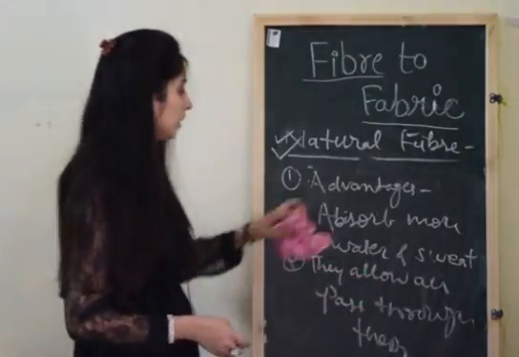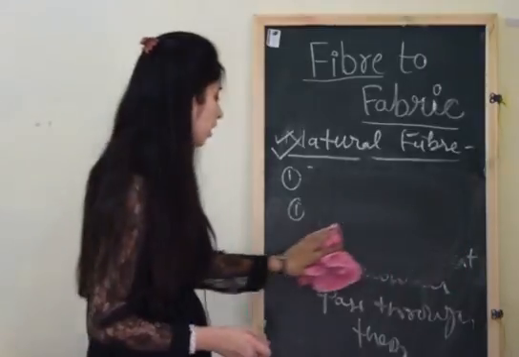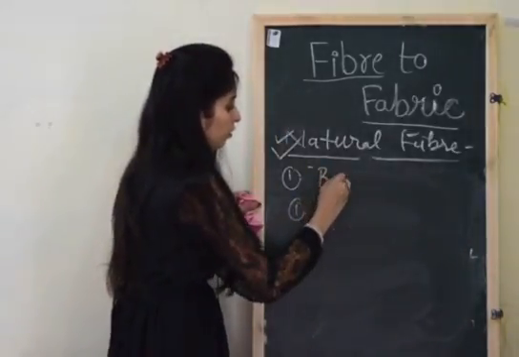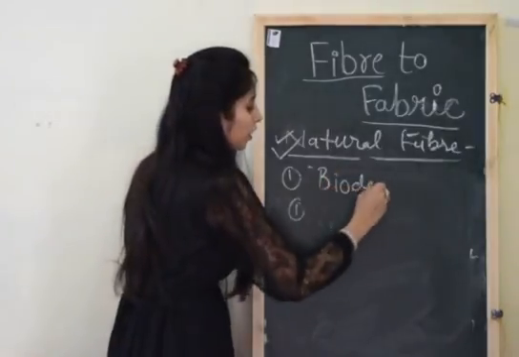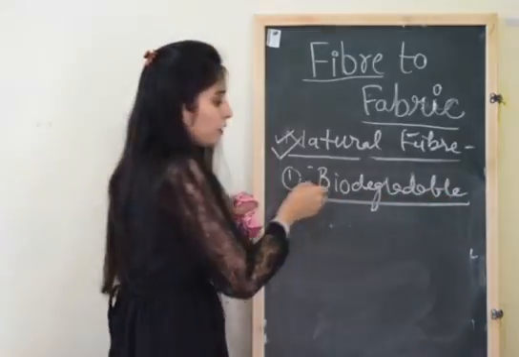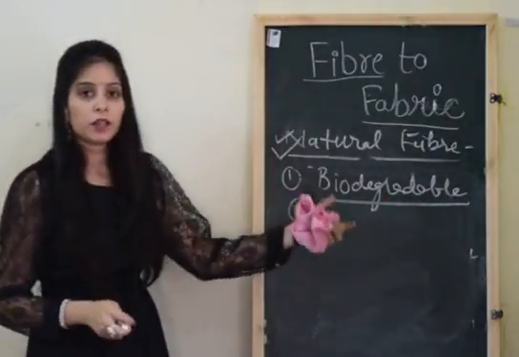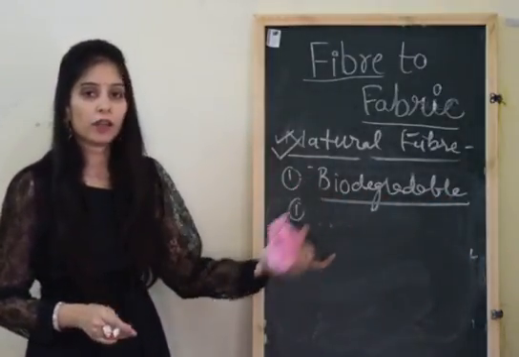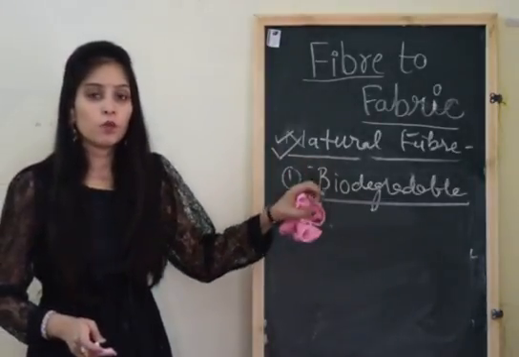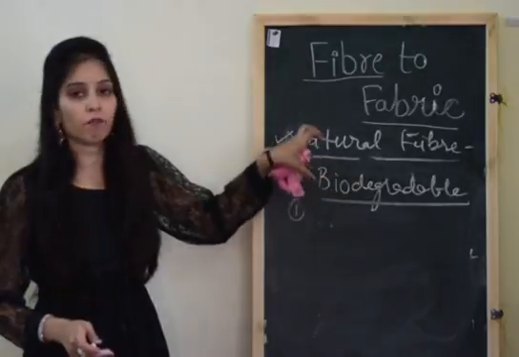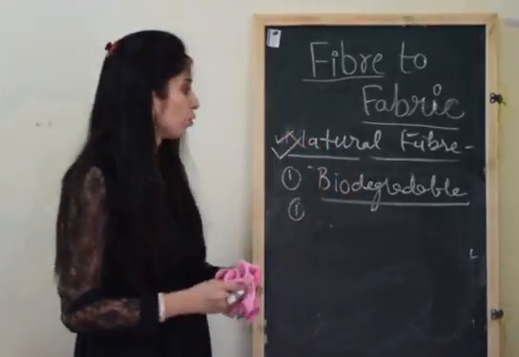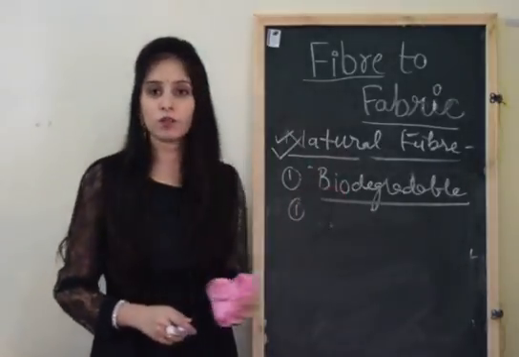And third, these natural fibers are biodegradable. Biodegradable means they can be degraded by the mechanism of microorganisms. So they do not harm the environment. So these are the advantages of natural fibers.